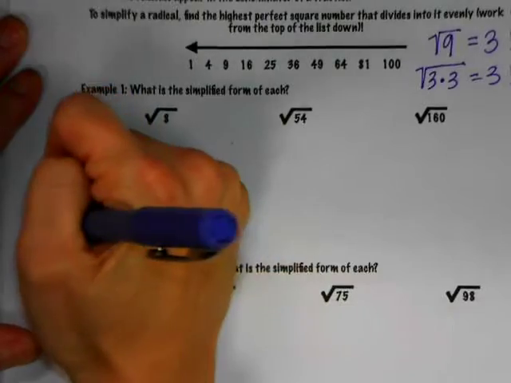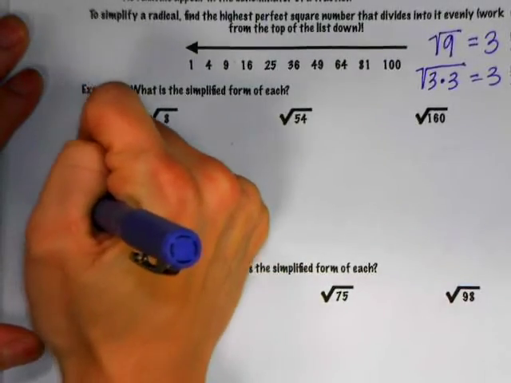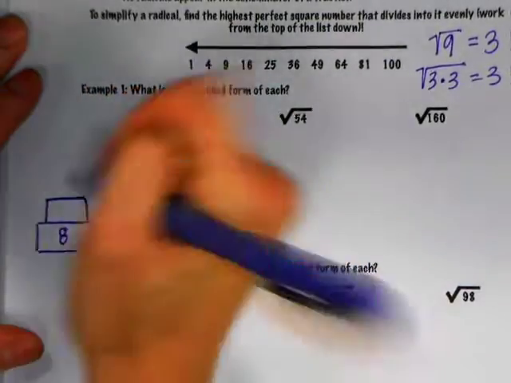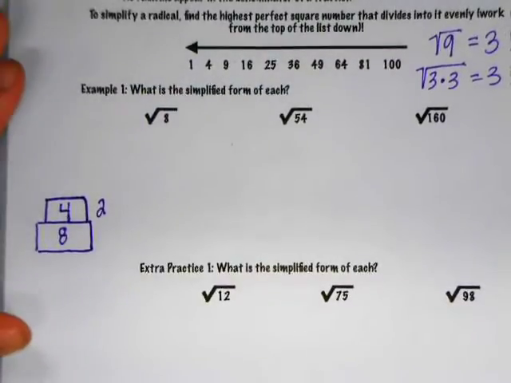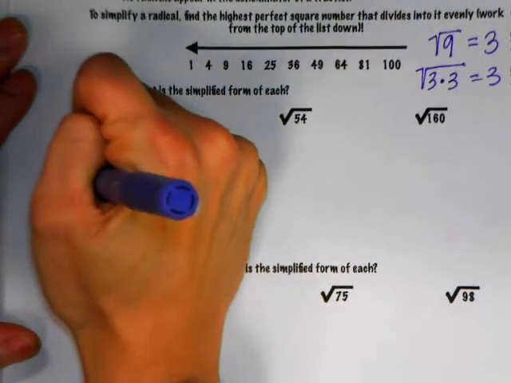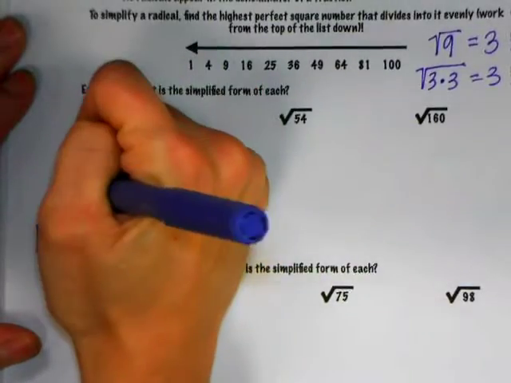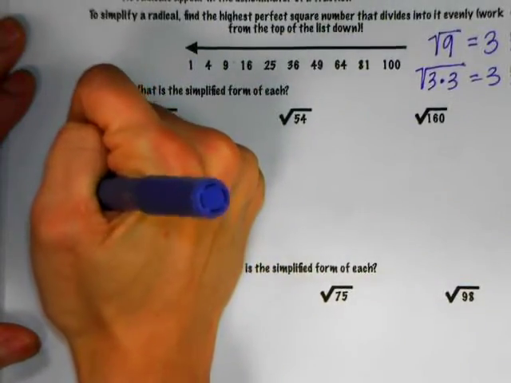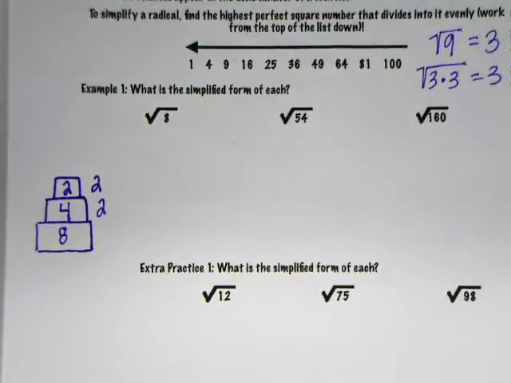So is 8 divisible by 2? Yeah, so when I divide by 2, what am I going to get? 4. And you just keep doing that. So is 4 divisible by 2? Yep. So if I divide that again by 2, I'm going to get what? 2. And then is 2 divisible by 2?